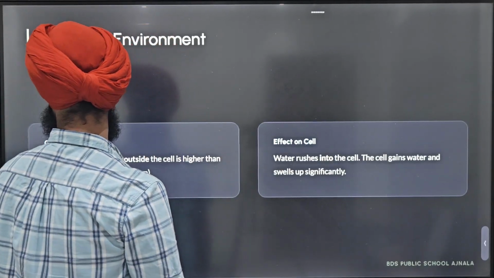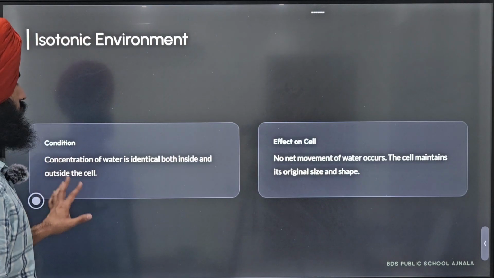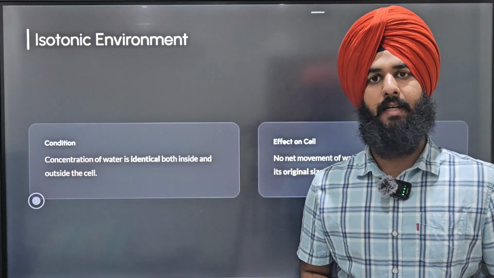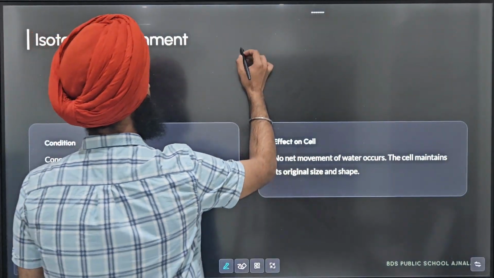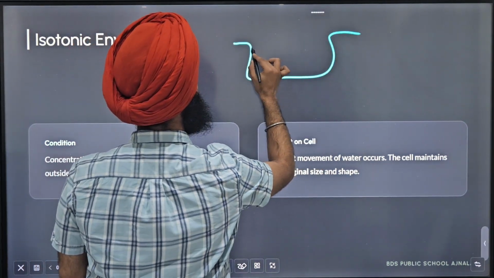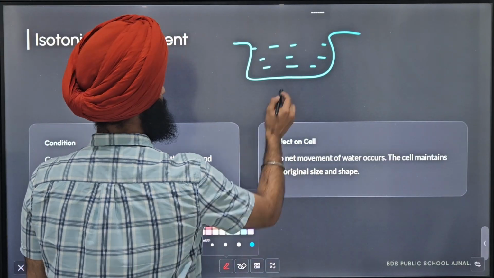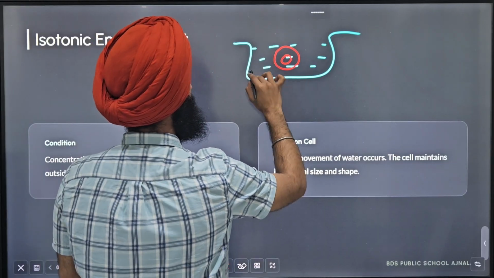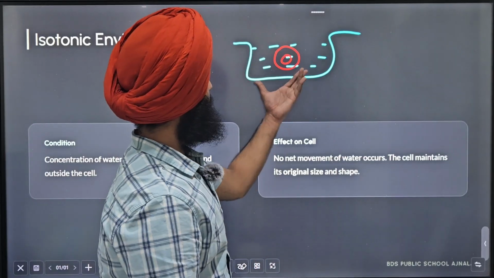Similarly, if we look at the isotonic environment, the concentration of water is equal both inside the cell and outside the cell. So we have a container again, a container of water with the cell inside it again. Let's say a red blood cell. In this case, the concentration is equal in both the cell and in the container.